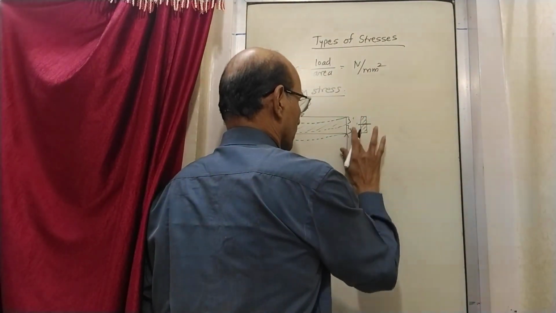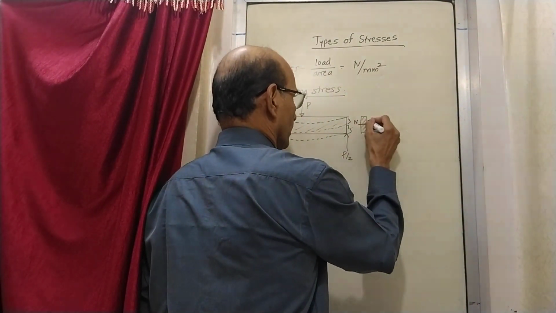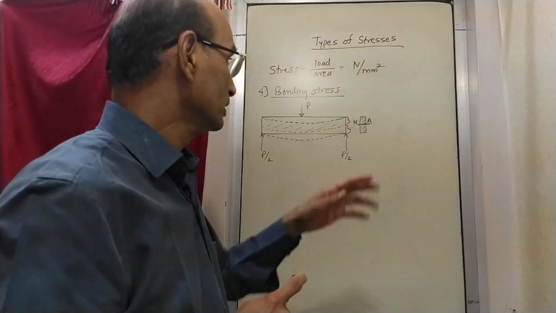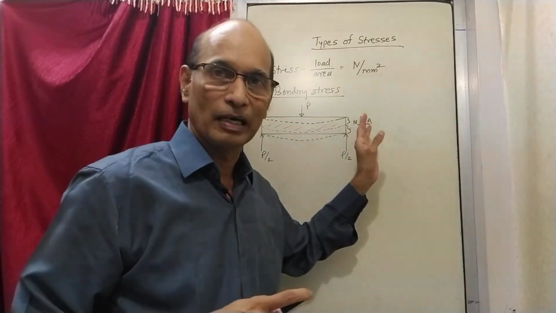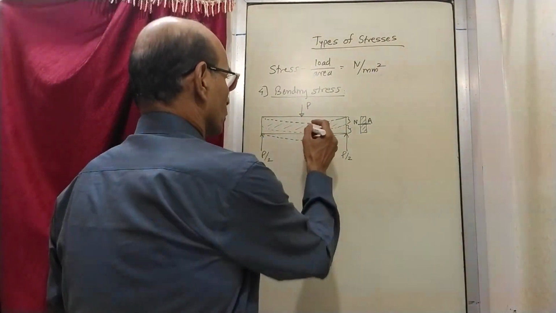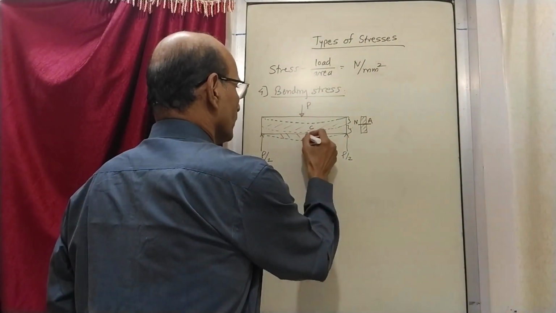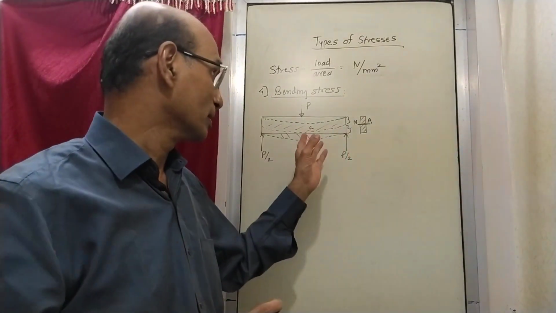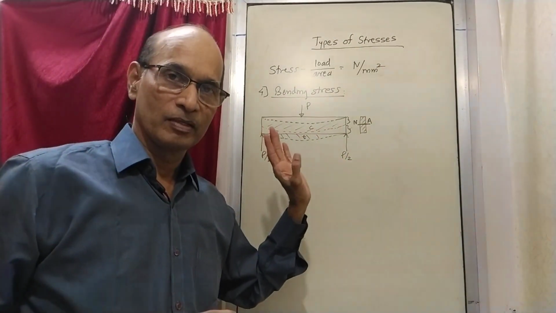N, I'll write here, NA. This is the neutral axis. It is called that because it is neither under tension nor under compression. The upper part is all in compression, and the lower part is in tension. And we know why it is like this. It is very easy to understand what is happening here.